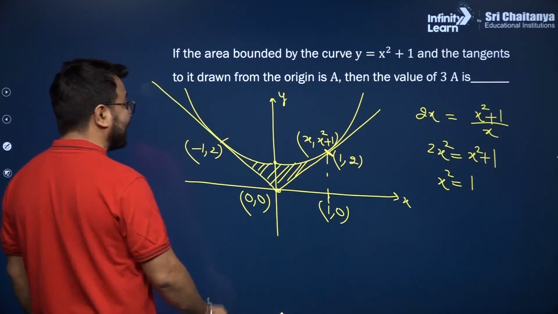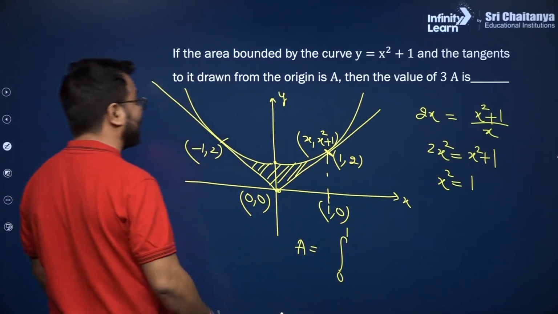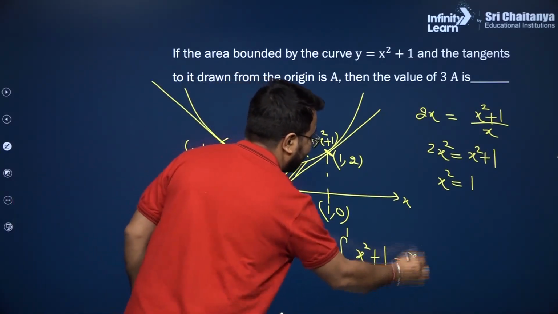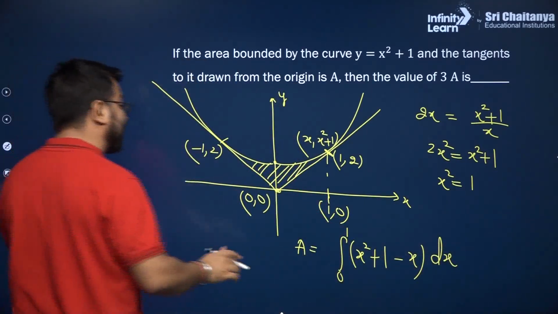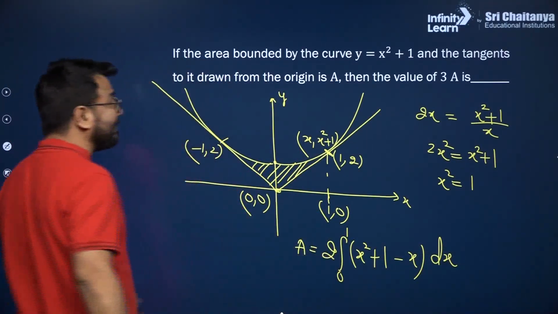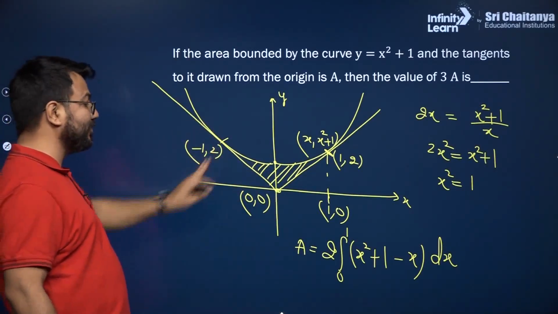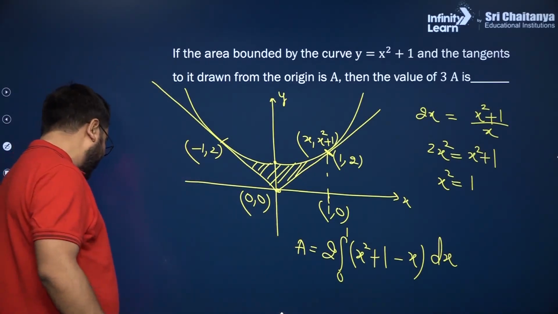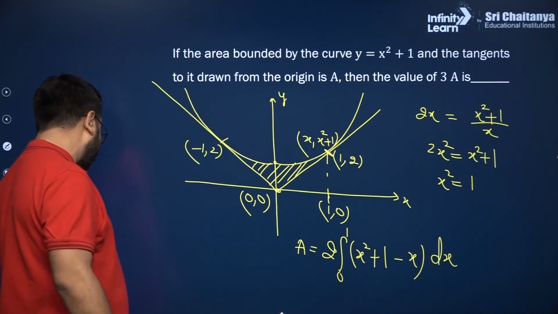So the final area that I want to evaluate, I will be integrating from 0 to 1 the subtraction of these two functions. So basically x square plus 1 minus x, I need to integrate this, and I will be multiplying it by 2 because the area that I am having in the left hand side and the area that I am having in the right hand side both will be the same. So to get the value of capital A, I will be multiplying it by 2, and once I multiply it by 2, I will be able to get the final answer.